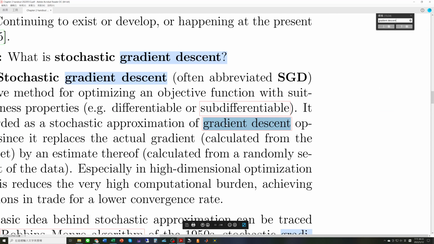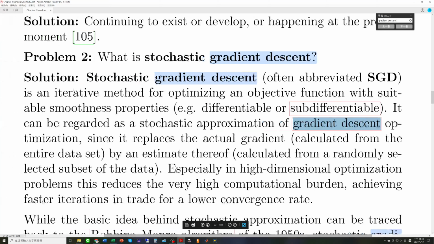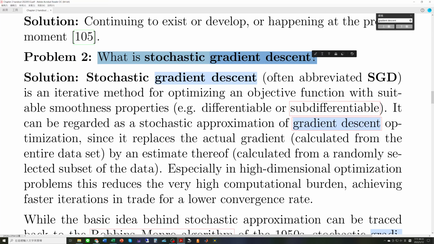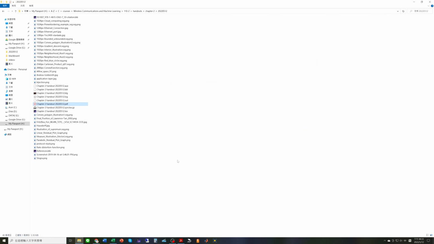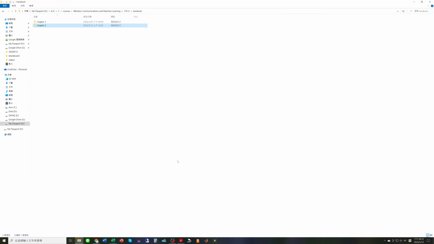Okay, because the term gradient descent appears in the solution to problem 2. What is stochastic gradient descent? Okay, and why do we need to know what is stochastic gradient descent? Okay, because let us open the slides of chapter 2.